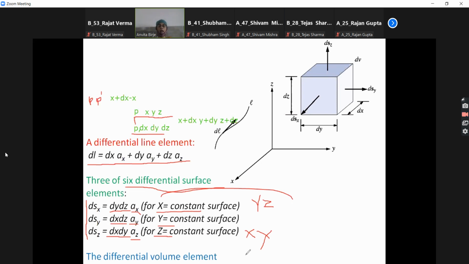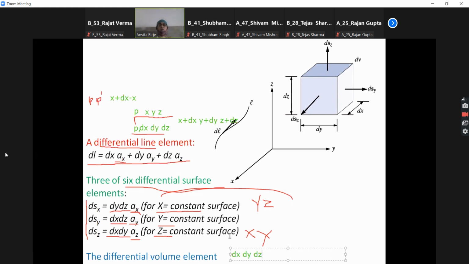And for the differential volume, volume doesn't have any vector. Which ones are vectors? Differential length is a vector, differential line is a vector, and differential surface area is also a vector. That is why the line has a unit vector and the differential surface element also has a unit vector, but volume is not a vector. So how will we write volume? Length is dx, breadth is dy and height is dz. So dx dy dz multiplied, okay, so that will be the differential volume, that is the volume which is inside these 6 surfaces.